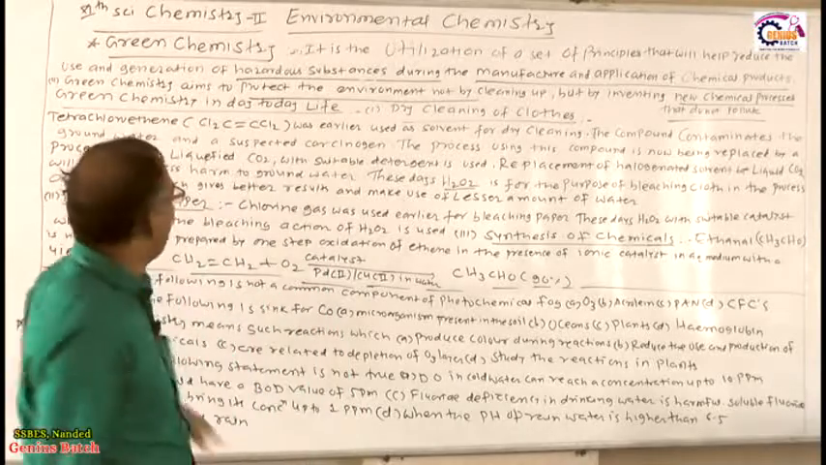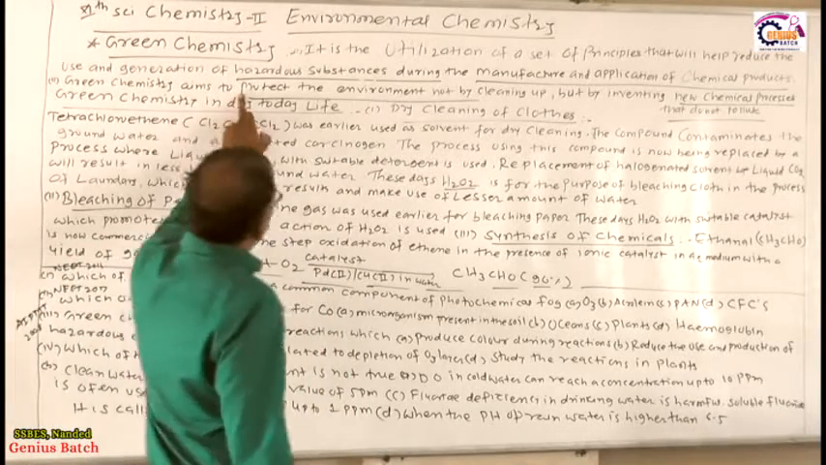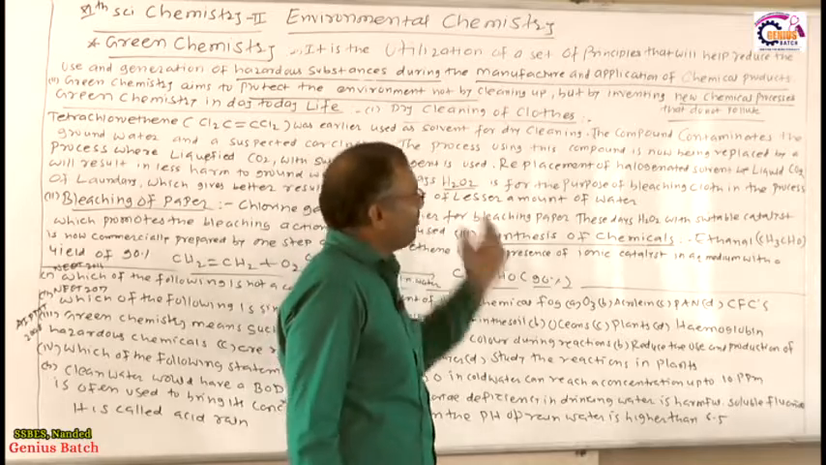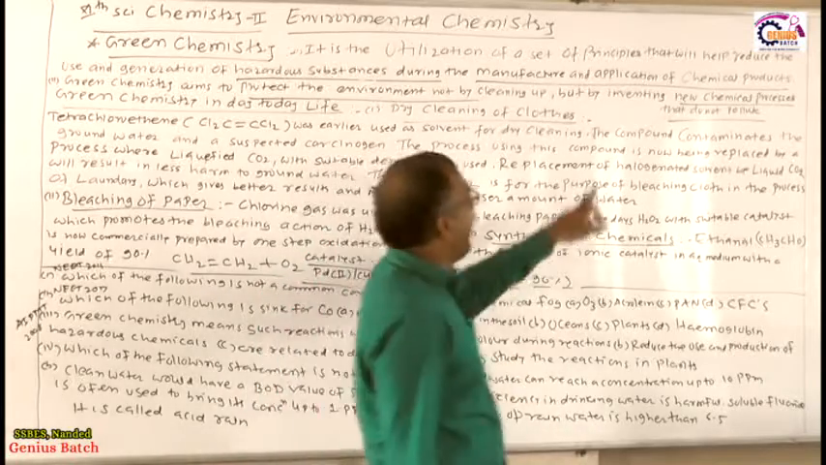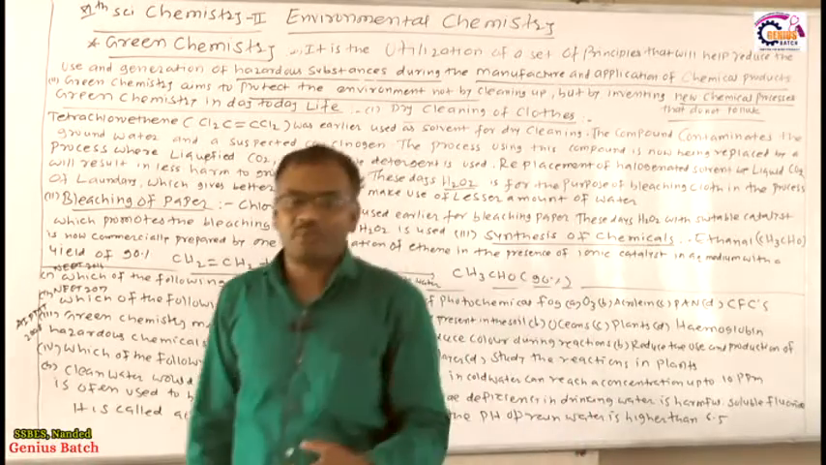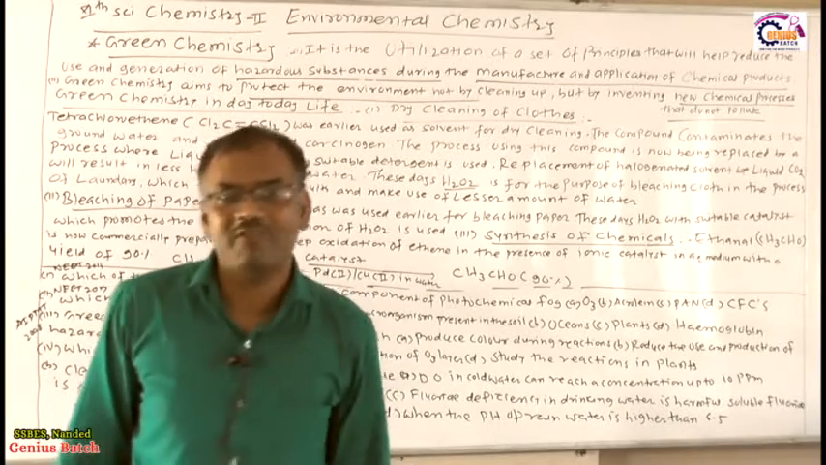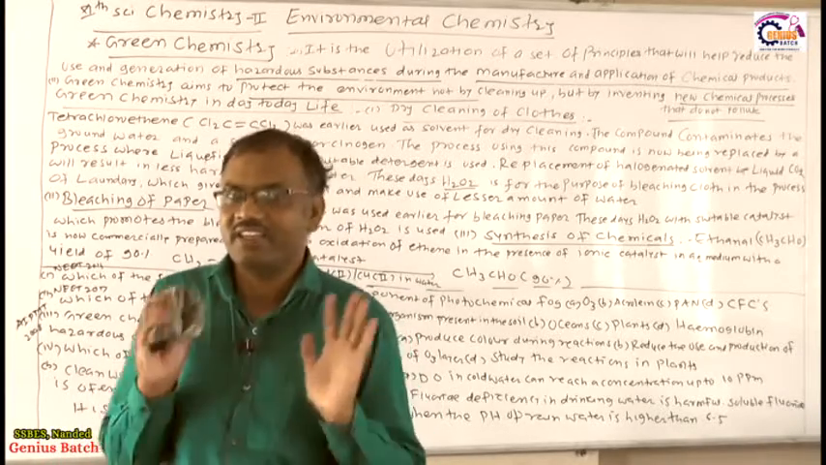This is one point. The second point: green chemistry aims to protect the environment, not by cleaning up, but by inventing new chemical processes which do not pollute the environment. This is green chemistry.